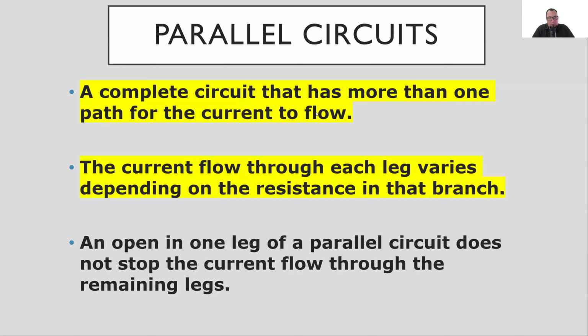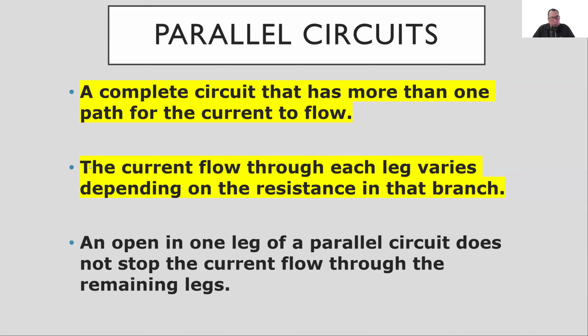The definition of a parallel circuit is a complete path for electricity to flow in more than one direction. Let me repeat that: a complete circuit that has more than one path for the current to flow. When we talked about series circuits, we said that series circuits only have one path for electricity to flow. Parallel circuits have more than one, two or more.